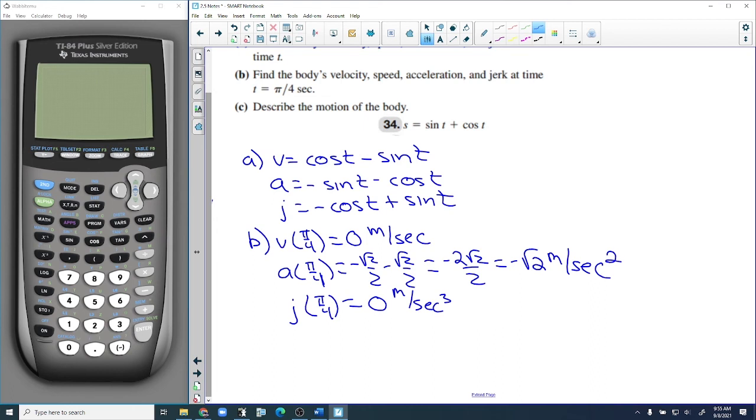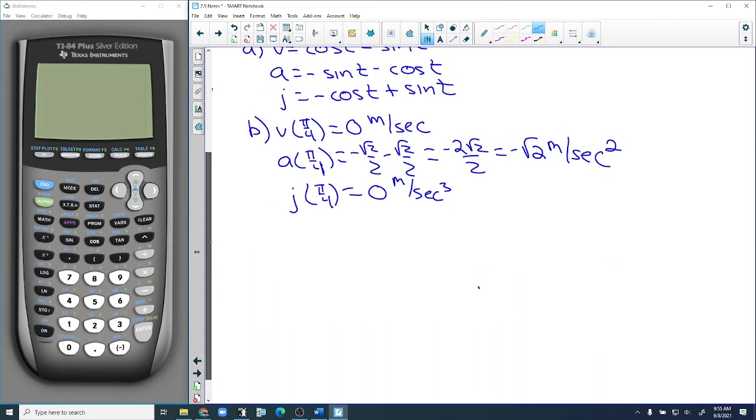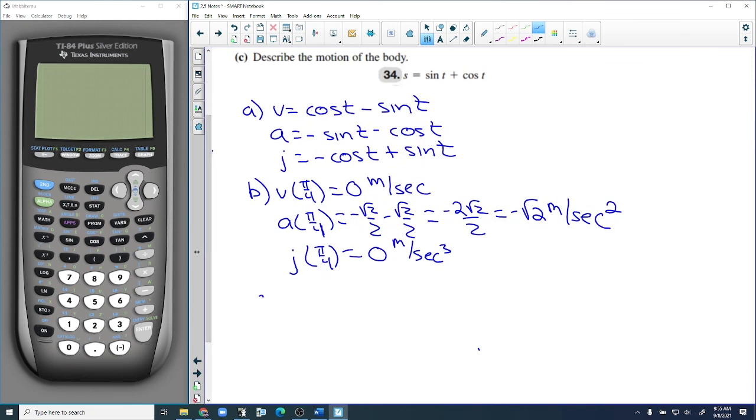Letter C, describe the motion. We might need a calculator for this. We'll see. Stopped. We could probably do either right or left or up or down. How about right and left?